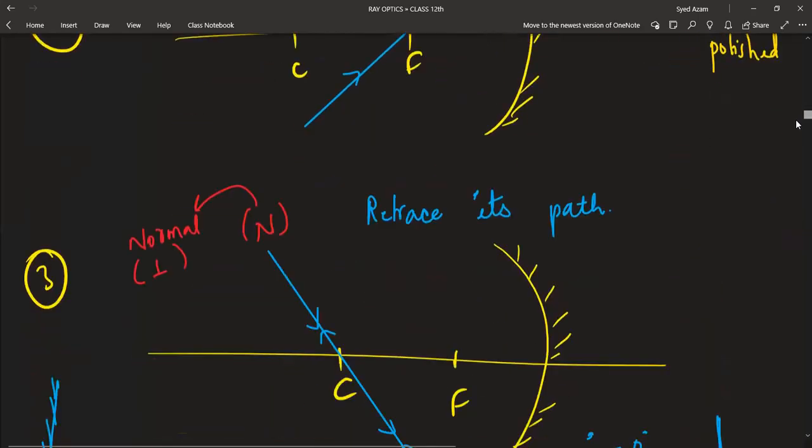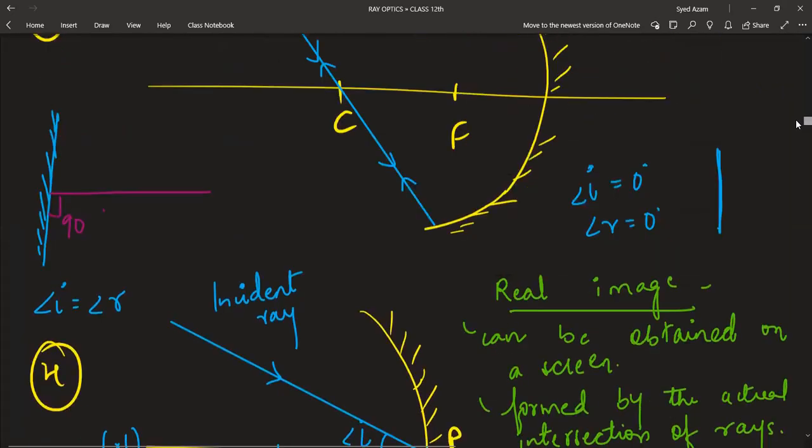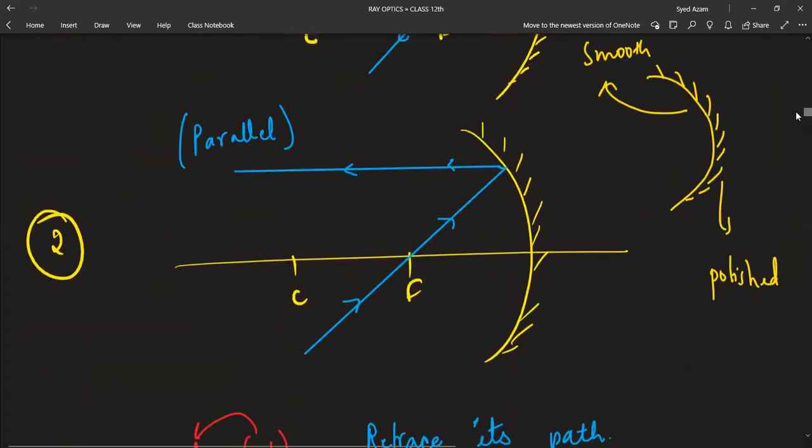Now the 4 basic rules for drawing the ray diagrams. So Rishita, you tell me, if a ray of light is parallel to the principal axis, from where will it go? To the focus, ma'am. Focus, right. And if the ray is passing through the focus, it will become parallel. Very good. And if a ray of light is retracing its path, it means it is passing through the center of curvature. So these are the 2 rules.